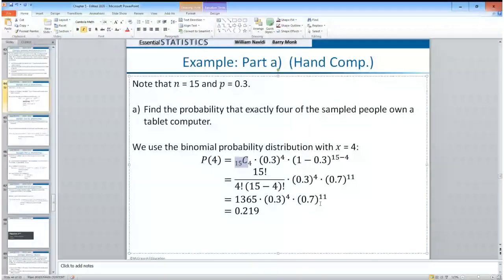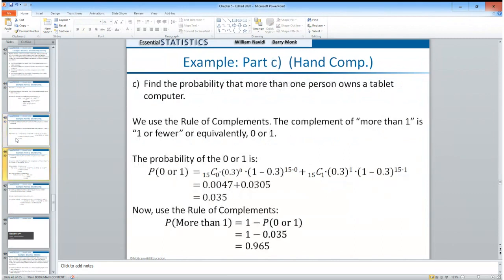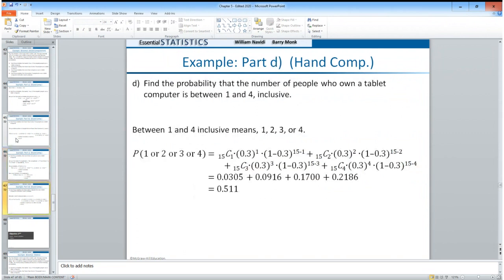Now, look over here. As I said, fewer than 3 means 0, 1, and 2. So look what you've got to do. You've got to do 3 of them. A lot of work. If you do more than 1, there's a long way and a short way to do it. If you do more than 1, you could do them individually and do 2, 3, 4, 5, 6, 7, 8, 9, and 10. Or you could do 0 and 1 and then do the complement rule, which is what they're doing there. And then for this one, because it said between 1 and 4 exclusive, that would be just 4 of them.